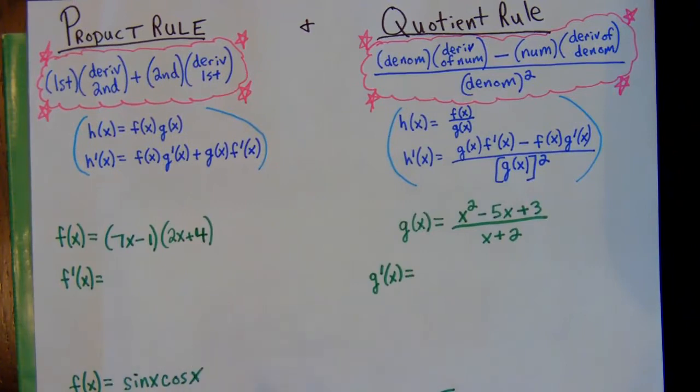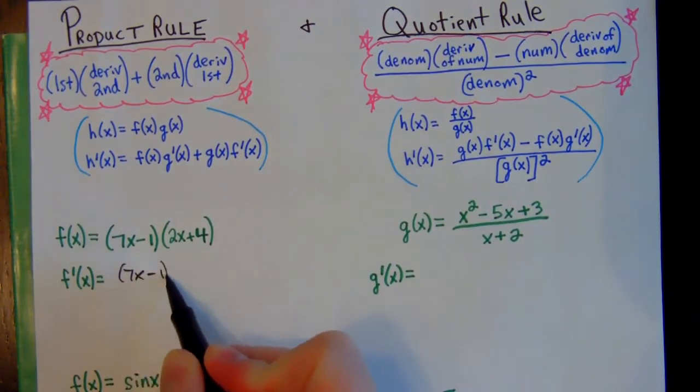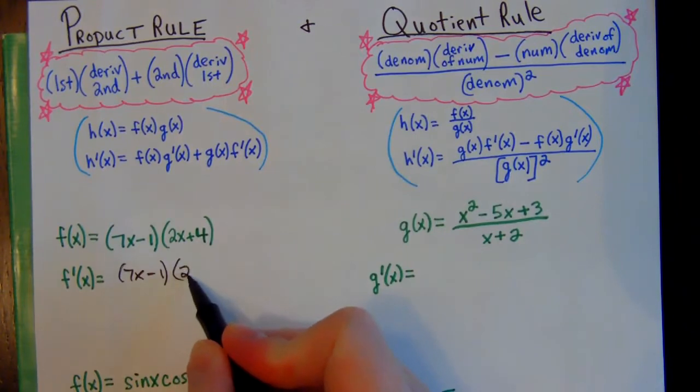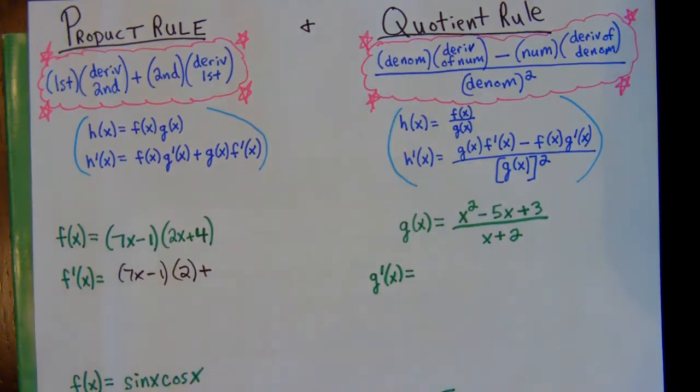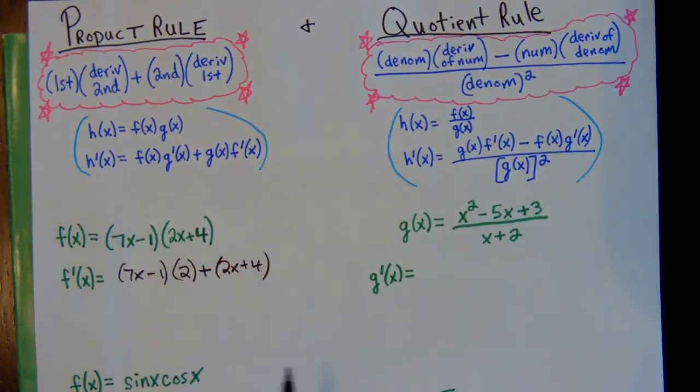Okay, so let's apply this to this basic problem here. So we're going to go first function, just write it down. Then you're going to times it by the derivative of the second. So the derivative of 2x plus 4 is just 2. And then you're going to go plus. You're going to do the second function, just write it down. And then you're going to times it by the derivative of the first, which is just 7.